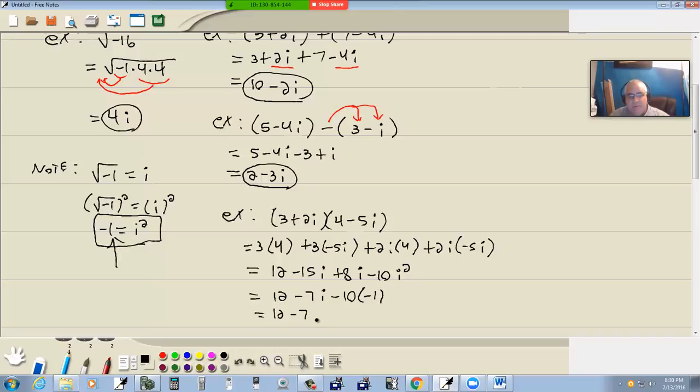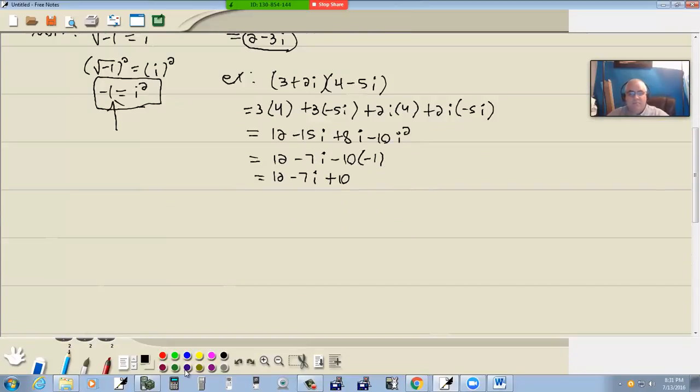So that gives us 12 minus 7i. Negative 10 times negative 1 gives us a positive 10. And that's going to give us 12 plus 10 is 22. You get 22 minus 7i.